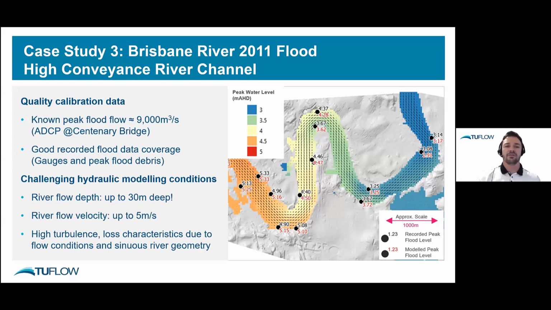But once again, circling back to what I was saying previously, for hydraulic modeling it's a really challenging test scenario because the river depth is in the order of 30 meters deep. The river velocity is up to 5 meters per second. And with all the river bends in the lower part of the river, you've got really high loss characteristics. So if you can get a model to work in this situation, you're doing something really well.